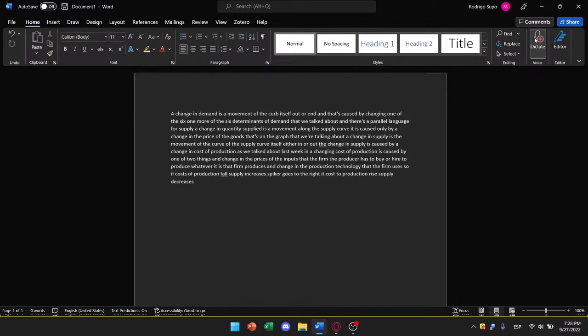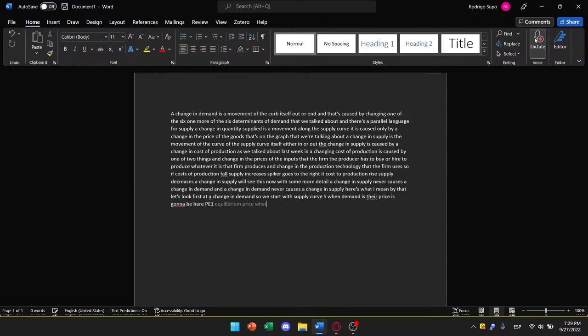A change in supply, we'll see this now in some more detail. A change in supply never causes a change in demand, and a change in demand never causes a change in supply. Here's what I mean by that. Let's look first at a change in demand. So we start with demand curve D and supply curve S. When demand is there, price is going to be here, PE1, equilibrium price 1. And the equilibrium quantity is going to be at QE1.